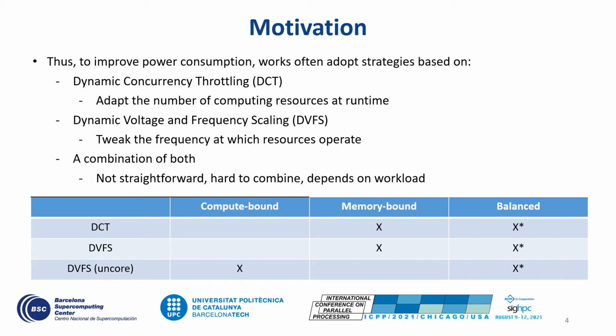So if we're executing a compute-bounded kernel or workload, what we want is to tweak down the frequency of the memory controller. So we would use DVFS uncore. If instead we're executing a memory-bounded workload, what we want to do is either improve power consumption using DCT or DVFS, in which we would either limit the number of active resources or tweak down their frequency. In the case of a balanced workload in which we mix both compute and memory-bounded kernels, it is not so clear which strategy to use, and we might need to combine several of them.